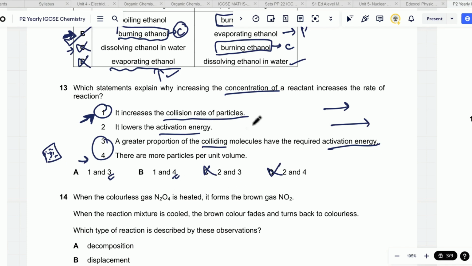Yes, it's going to be B, because we already talked about the collision theory, that it increases the collision rate of particles. The greater proportion of the colliding molecules having the required activation energy? No. So this is going to be my answer because there are more particles per unit volume. The space stays the same. The particles were fewer before. I increase the concentration, so the space is still the same, but the particles have increased drastically. So they will collide even more and provide an increase in the rate of reaction. So my answer is going to be correct. Okay, do not forget this one. It's going to be B.